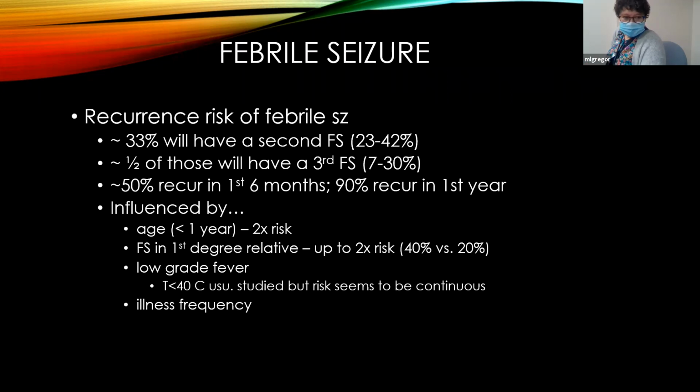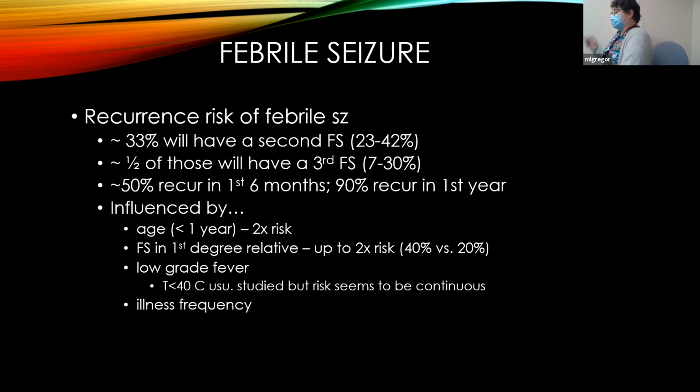So recurrence risk of febrile seizures, around a third will have a second febrile seizure. Of those that have that, around half will have another one. Most of the time, if you're going to have another febrile seizure, it's going to happen early. So half within the first 6 months, the vast majority within the first year after that first seizure.